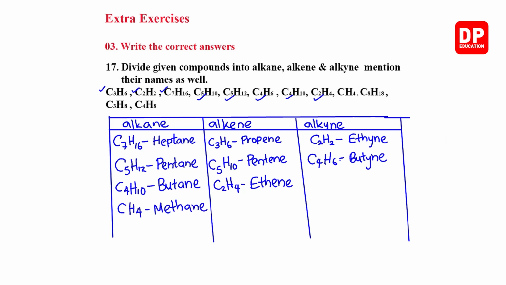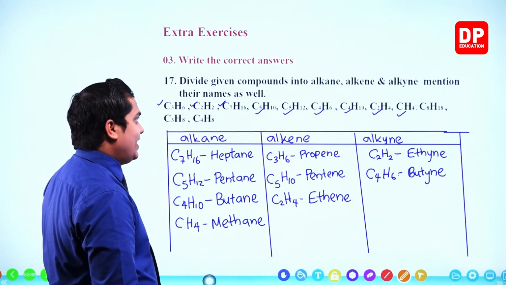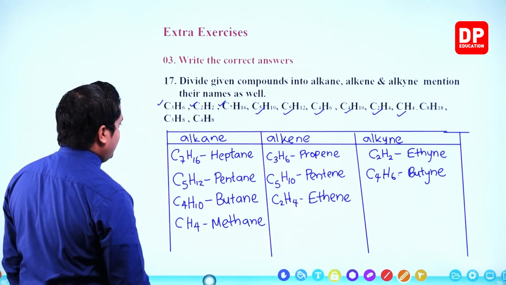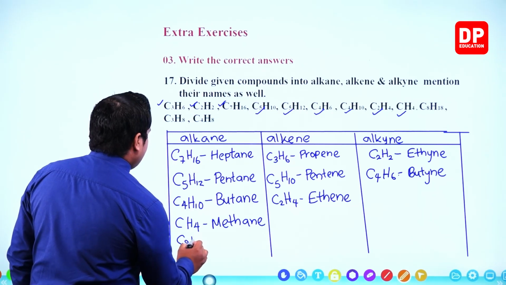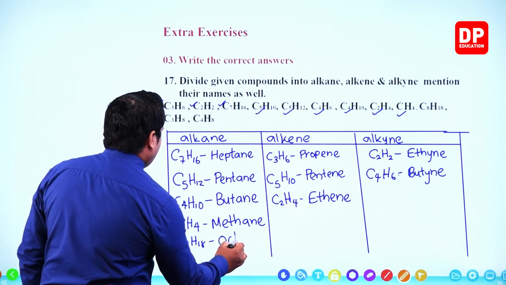Methane, CH4. C8H18, 8 times 2, 16, 16 plus 2, 18. Once again, an alkane. C8H18, this is octane.